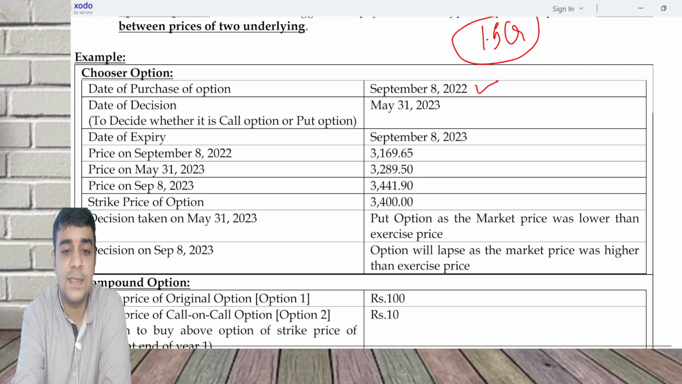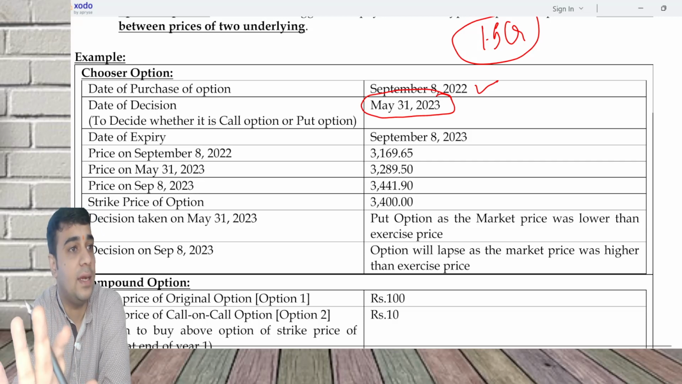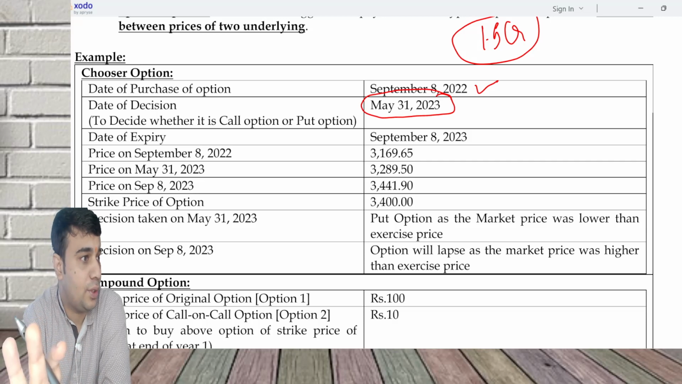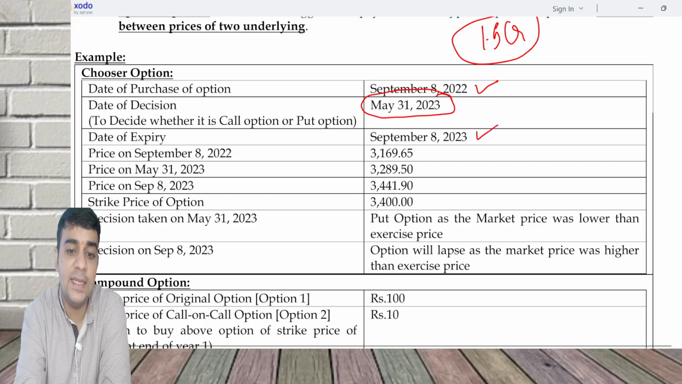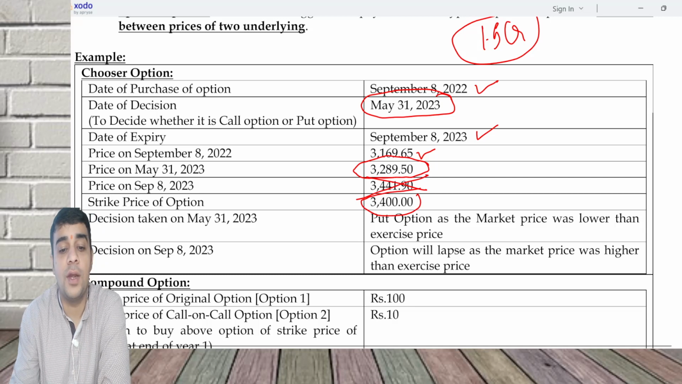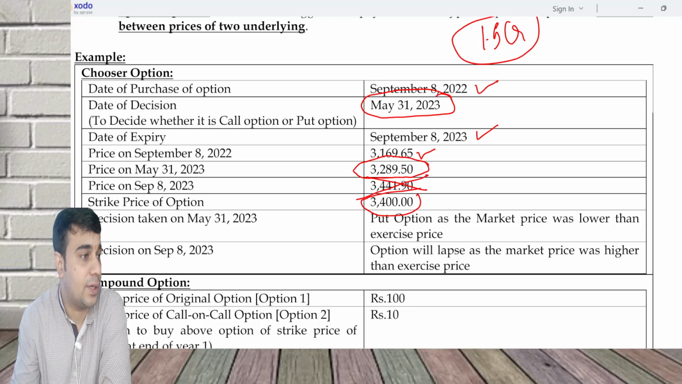Date of purchase September 8, 2022. I will decide on May 31, 2023. All these are real data. On May 31, I'm going to decide. Expiry is September 8, 2023. When I entered, it was 3169. On May 31, it was 3289. You will not know this on that day. Your price is 3400. That's the exercise price is 3400.